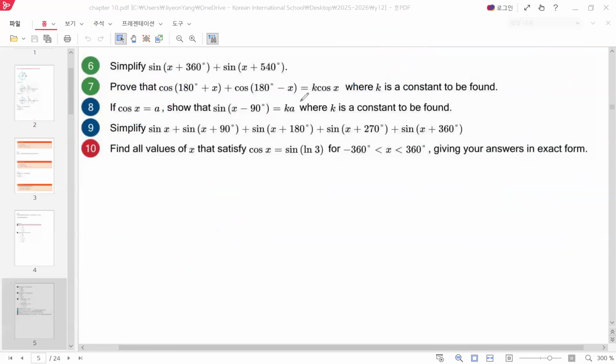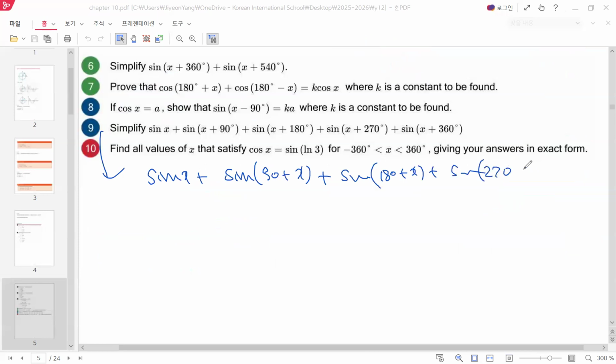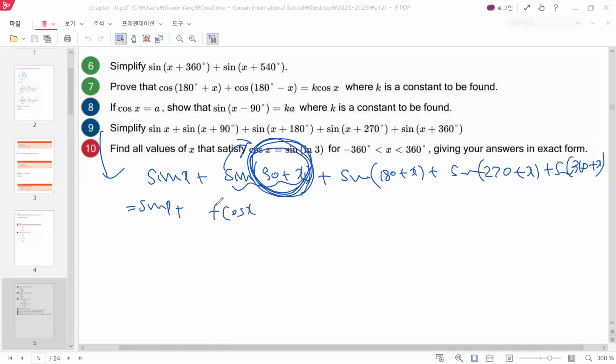Okay, question number 9, students. Sine x plus sine, please write down in this way, 90 plus x. Can you see that? Sine, please tell me, what is it? 180 plus x, sine, yes, 270 plus x, sine, thank you, 360 plus x, and then sine x plus, guys, this one, firstly, is it cosine or sine? Cosine x. Which quadrant is this? Second quadrant. Sine in the second quadrant is positive, do you understand?